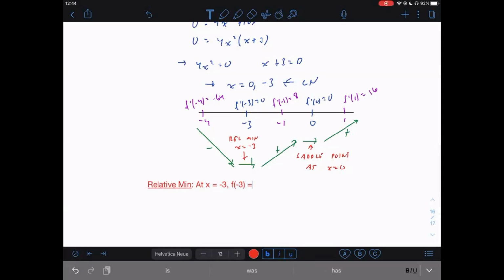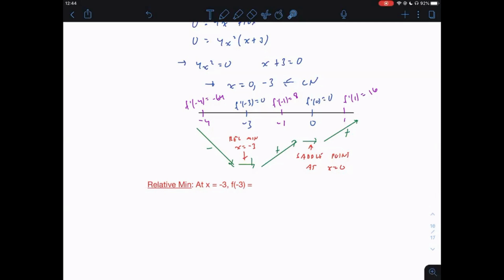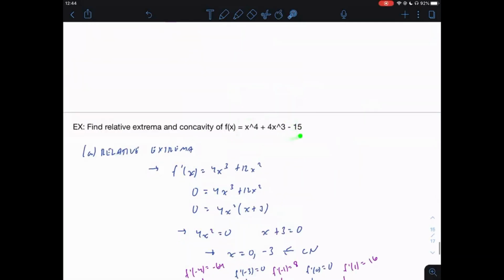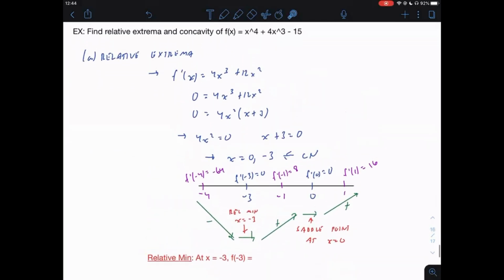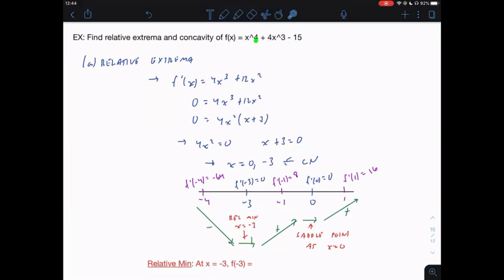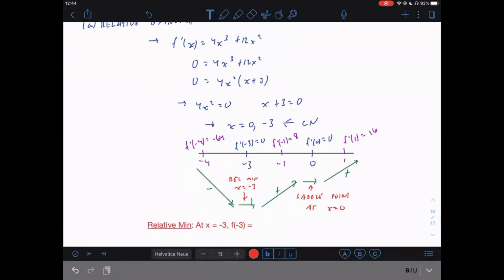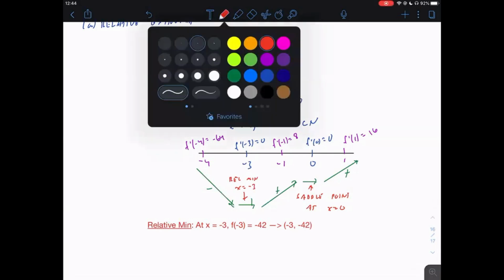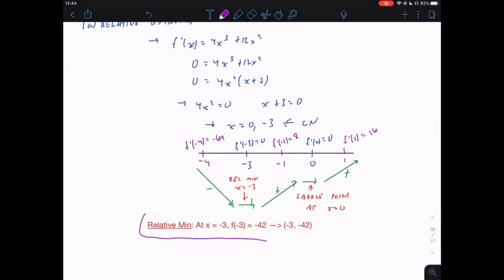So f at -3. If we plug -3 into the original equation, that should give us, let's see, -3 to the 4th plus 4 times -3 to the 3rd minus 15, which should give us -42. So the minimum can be located at (-3, -42).